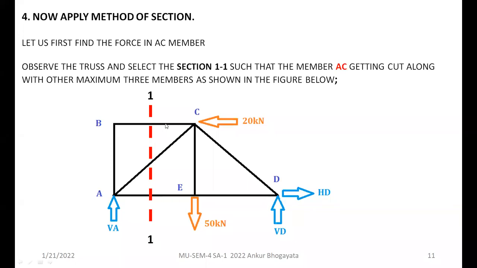So this is one member, this is second member, this is third member. Member BC, member AC, and member AE, all are being cut together by this section 1.1, such a way that it divides the truss in 2 components. And also AC member is a part of this section. So observe the truss and select the section 1.1 such that the member AC getting cut along with the other maximum 3 members as shown in the figure below.